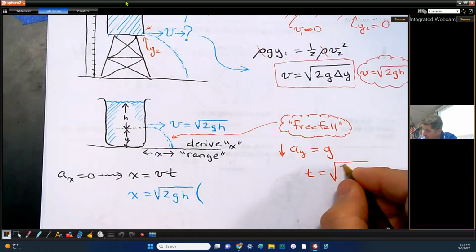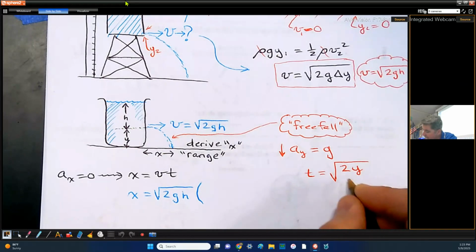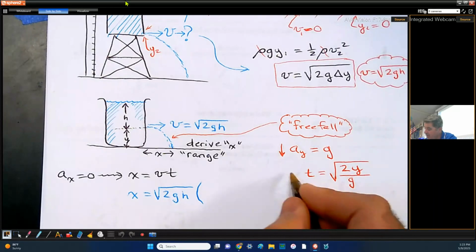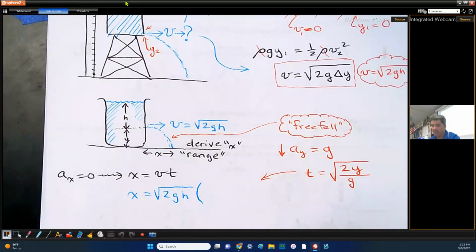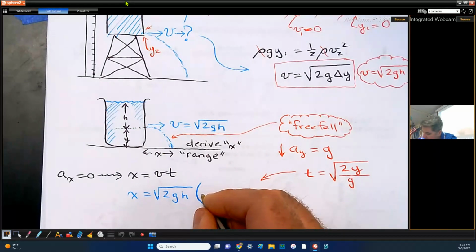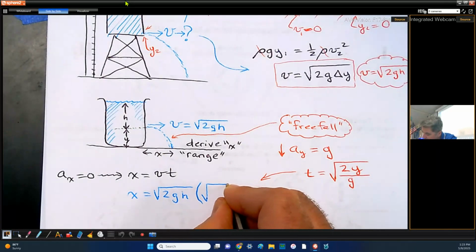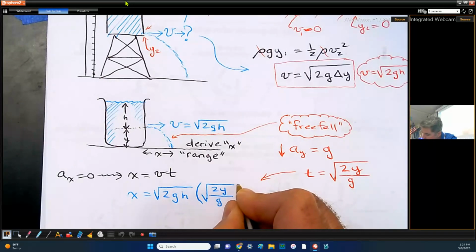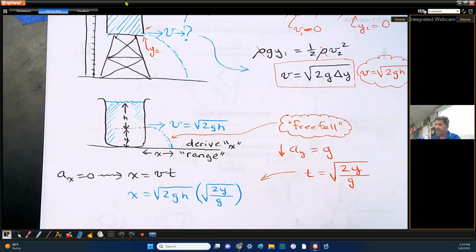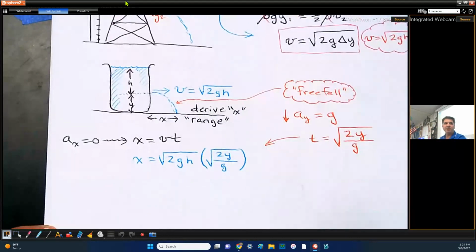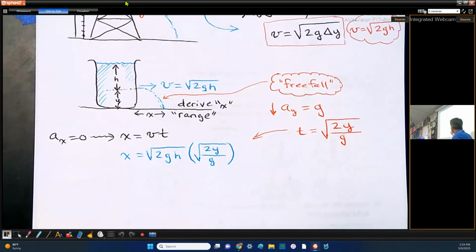So my time is going to be equal to the square root of 2 times y over g. Right? That's free fall. I plug that in there, and I have a nice, cute little equation. 2y over g. My physics brain really likes this equation. My physics brain says, "Oh, that's cool. This is my velocity as it leaves the thing, and this is my time that gets to the ground, and I know the range is x equals v times t, and that's the answer."